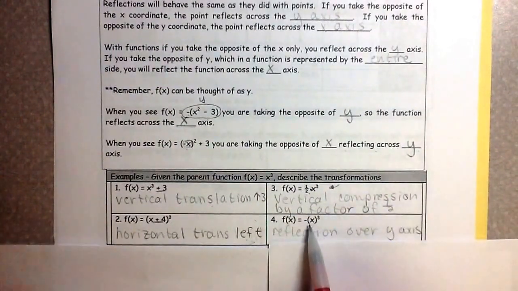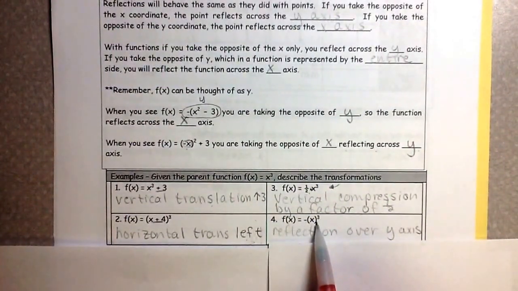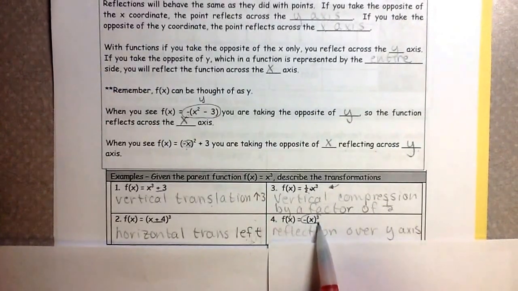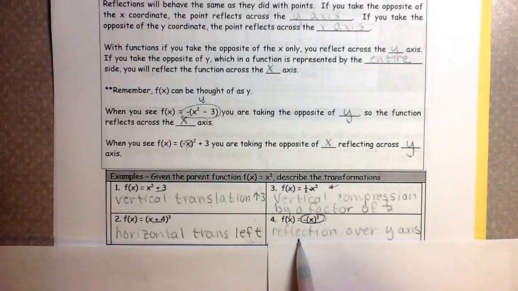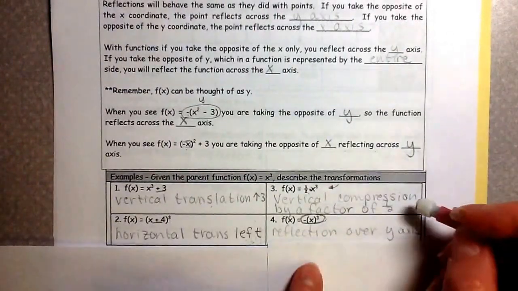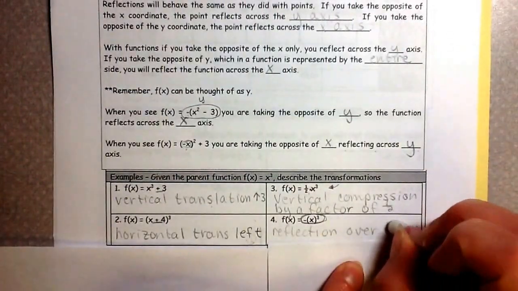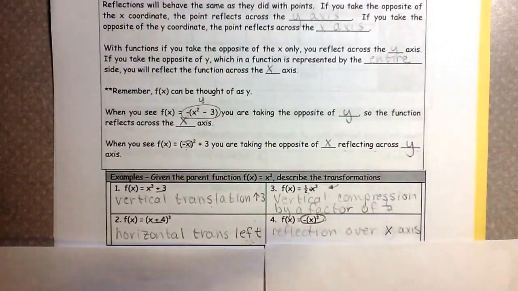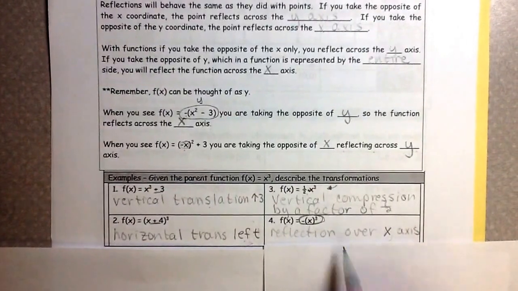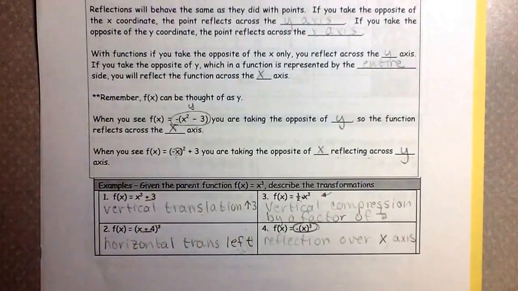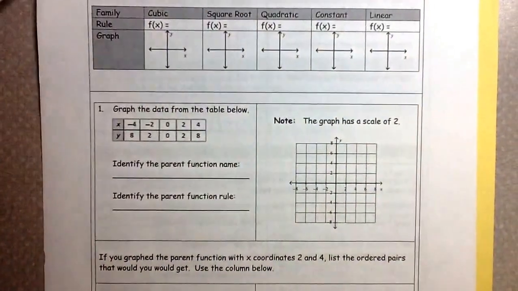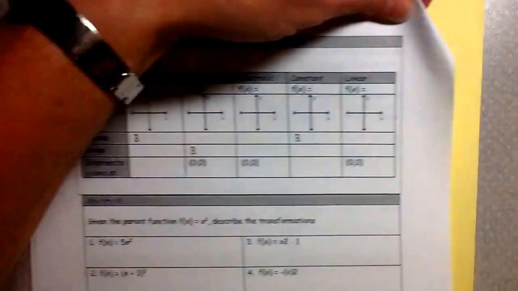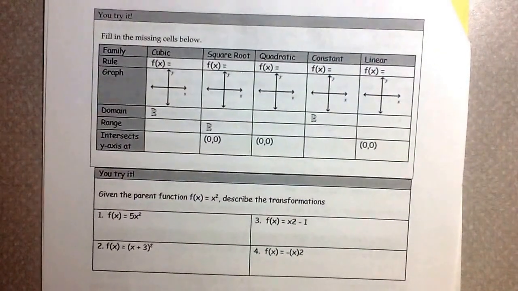Number 4, the negative sign is outside of the parentheses, so we're actually taking the opposite of the entire side, which means it's the y. And if we're taking the opposite of the y, put this right in here, it reflects over the x-axis. So opposite of y reflects over the x-axis. All right, see what you can do with the next page for your examples or your turn, and we'll talk about it tomorrow.